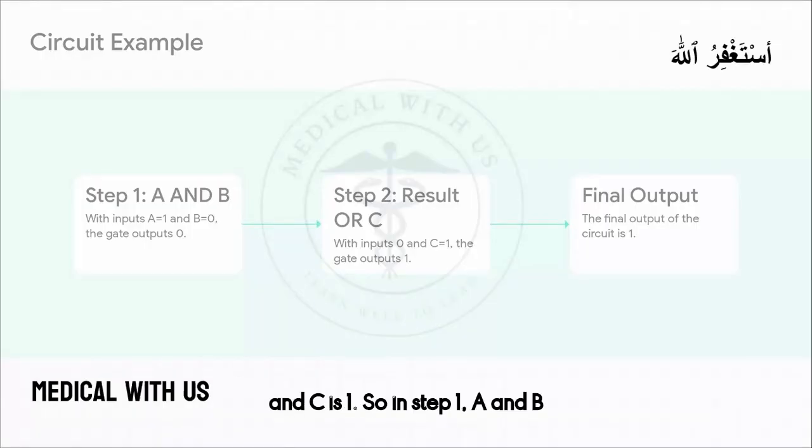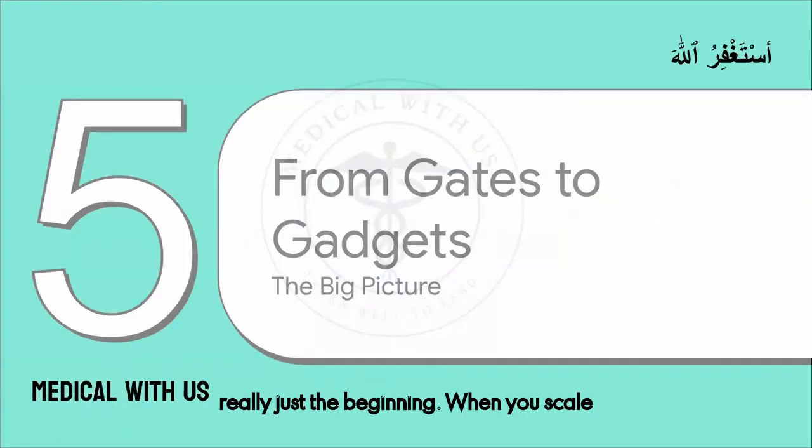So in step 1, A and B go into an AND gate. And since 1 and 0 is 0, the output is 0. Easy enough. Then that 0 becomes an input for the next gate, along with C. So we have 0 or 1, which results in a final output of 1. And just like that, we made a complex decision. That little circuit is really just the beginning.